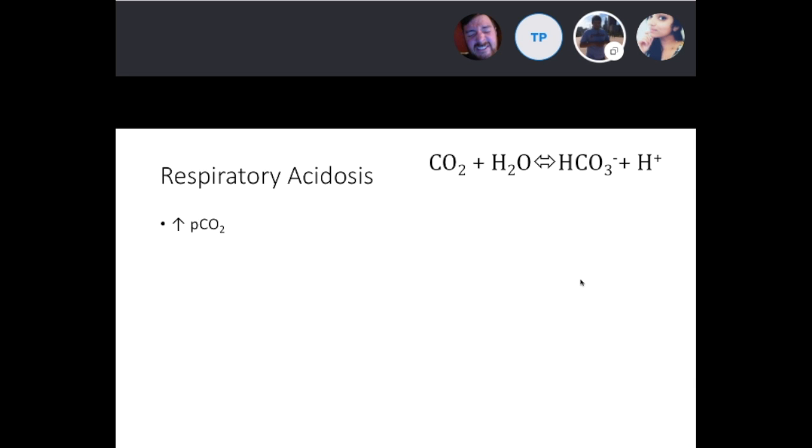So with respiratory acidosis, you're going to have an increase in PCO2, and your pH will be less than 7.35. Again, you're using this equation. If I increase my PCO2 or CO2 levels, everything is going to shift to the right to balance out, and that's going to cause more production of the acid, and that's why your pH will drop below 7.35.